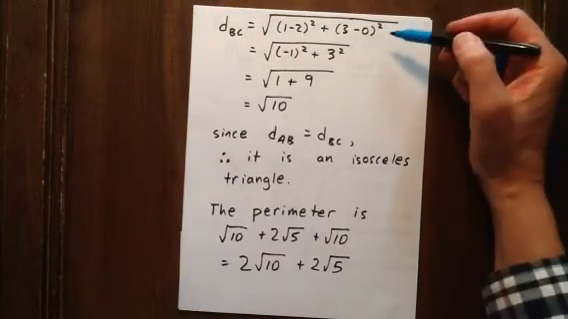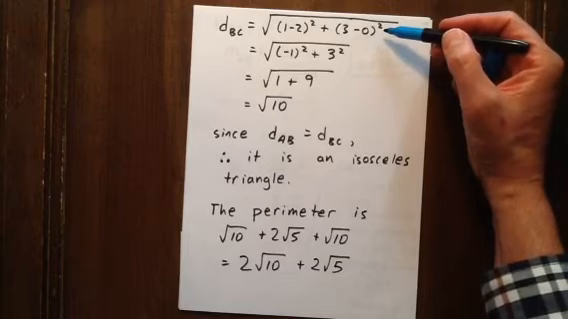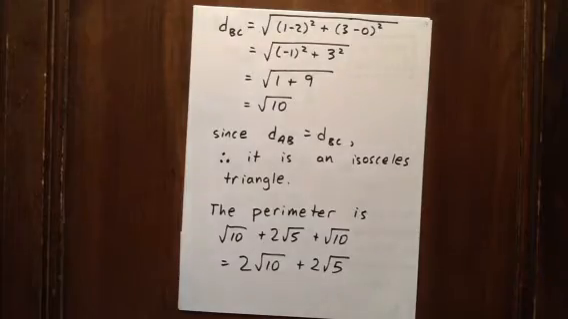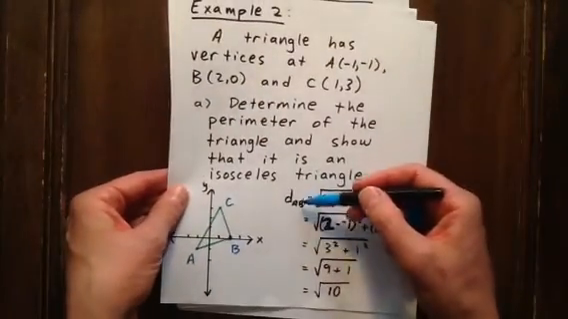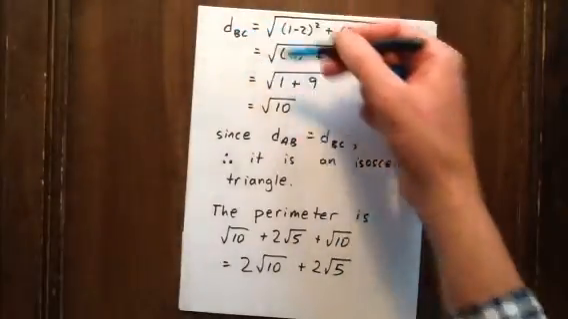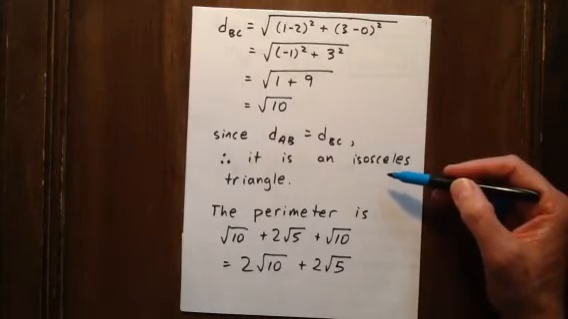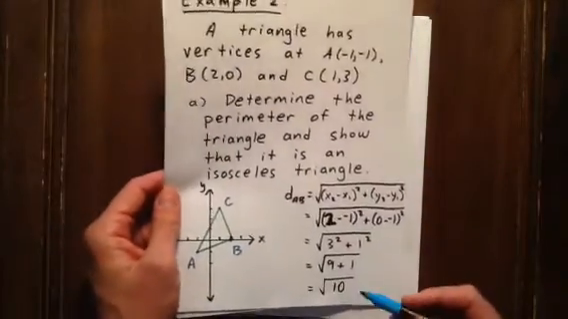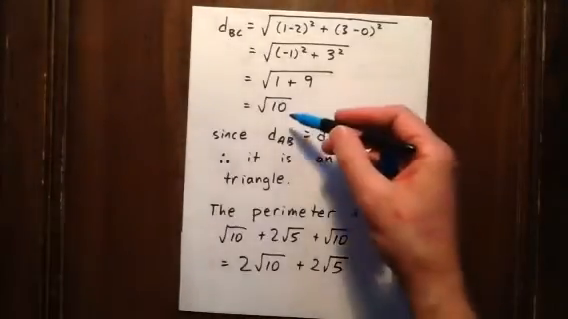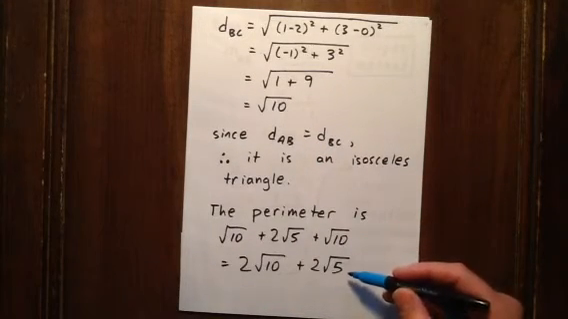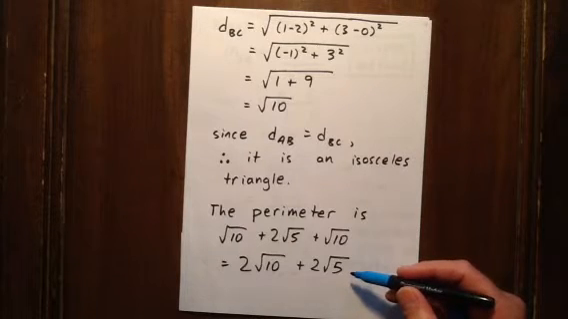And finally, the length of the side BC is the square root of x2 minus x1 squared plus y2 minus y1 squared, and we get the square root of 10. And if you go back, you realize that the length of the side AB is equal to the length of the side BC, and therefore it's an isosceles triangle. And the perimeter is equal to the sum of the sides, root 10 plus 2 root 5 plus root 10. So we simplify it a little bit to 2 root 10 plus 2 root 5. That's the perimeter of the triangle.